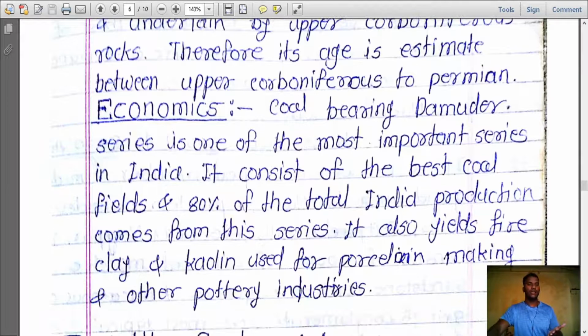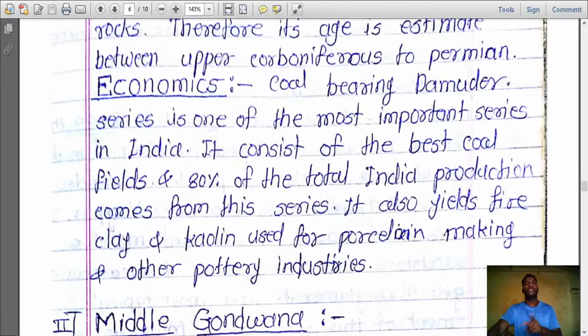Then economics. Coal bearing Damodar series is one of the most important series in India. It consists of the best coal fields and 80% of the total India production comes from this series. It also yields fire clay and kaolin used for porcelain making and other pottery industries.